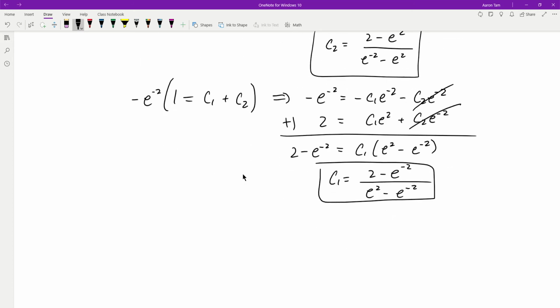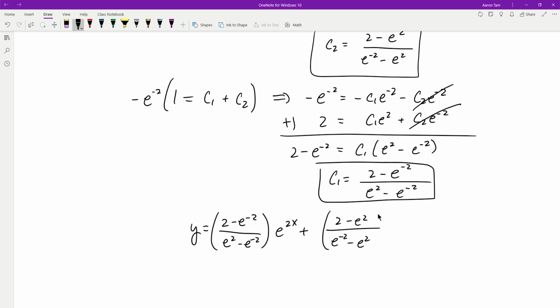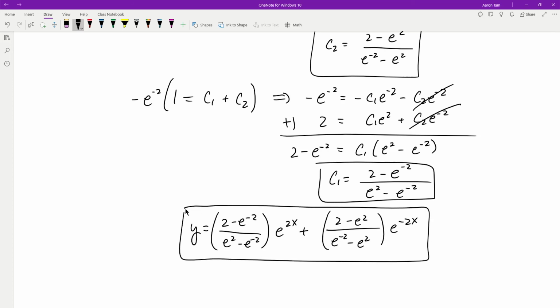And now I'm ready to write out my solution. So my solution becomes y equal to c1, which is 2 minus e to the negative 2 over e squared minus e to the negative 2, multiplied by e to the 2x, plus c2, which is 2 minus e squared over e to the negative 2 minus e squared, times e to the negative 2x. So that becomes my solution.